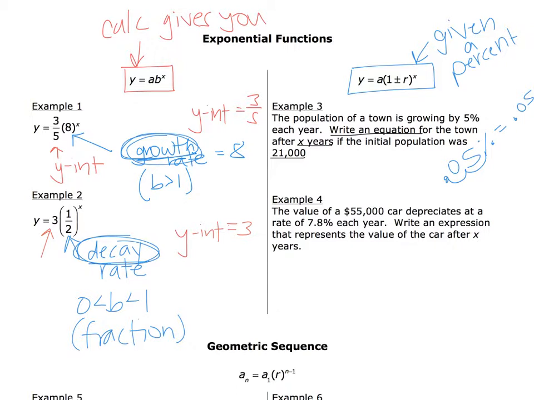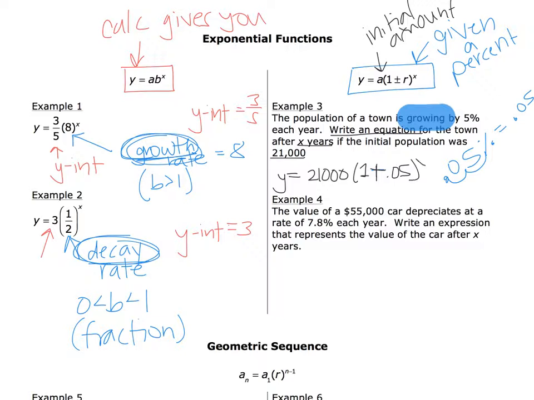Okay, so I'm going to write an equation for the town after x years with an initial population of 21,000, and if y'all remember, a is my initial amount, then all I'm doing is plugging numbers into this formula. So I've got y equals, my initial amount is 21,000. I've got the parentheses, I've got 1. Now I need to decide between a plus or a minus, and the way that you do that is just by reading the problem. This problem is talking about something growing, which is why I'm going to choose a plus sign, plus r. We talked about r being 0.05, to the power of x.